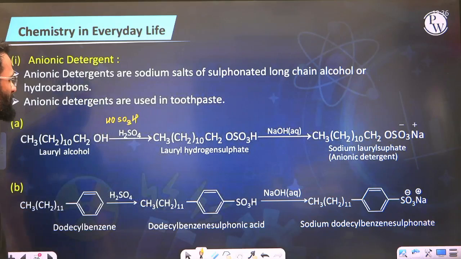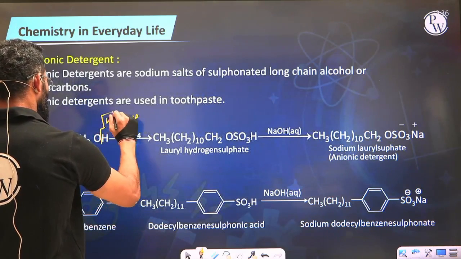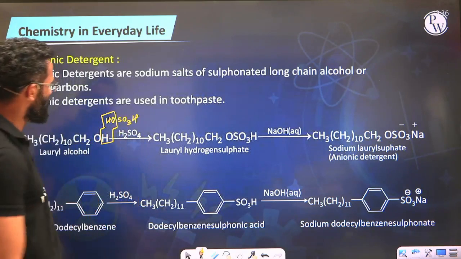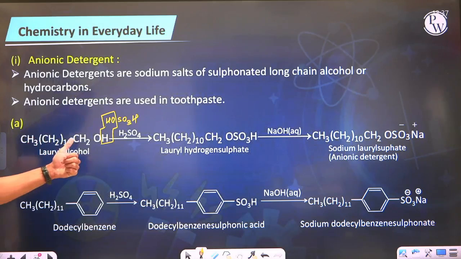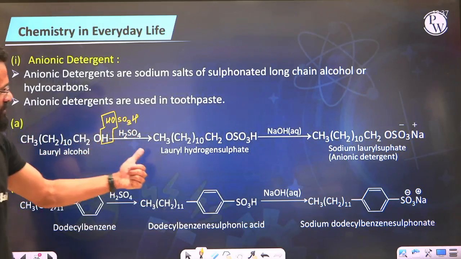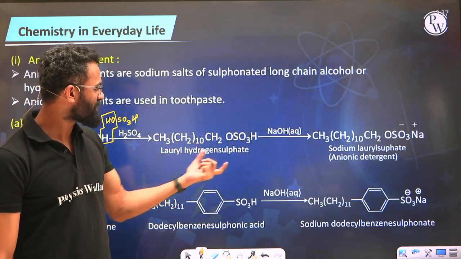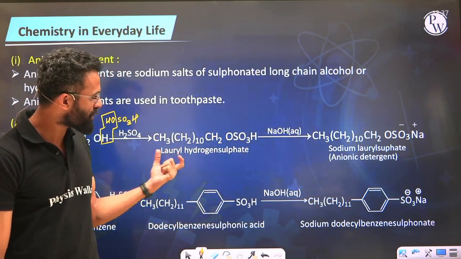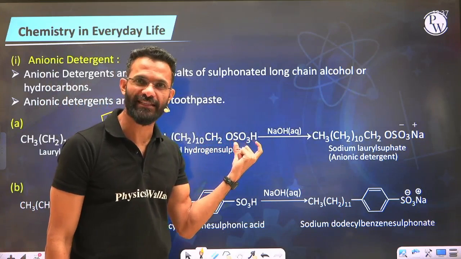This is sulfuric acid, and now if I remove water from here, see what are we going to get? CH3, CH2 10 times, CH2, OSO3H, right? OSO3H. This is what you call hydrogen sulfate of lauryl alcohol. So you can call it lauryl hydrogen sulfate. Now here at the end, we have got sulfonic acid as a group.